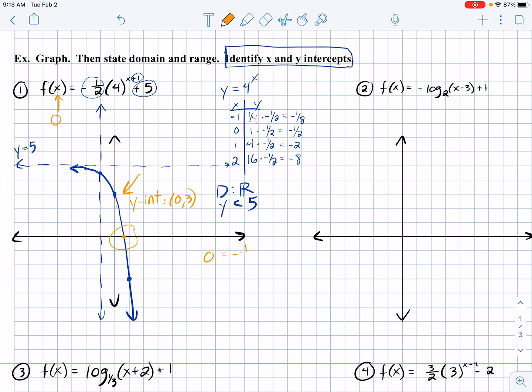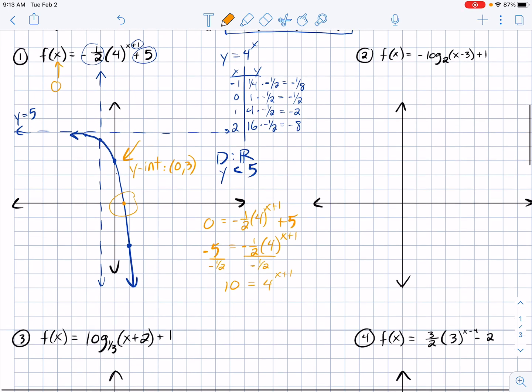0 equals negative 1/2 times 4 to the power of x plus 1, plus 5. And we're going to solve algebraically. Move the 5 over. Negative 5 equals negative 1/2 times 4 to the power of x plus 1. Multiply both sides by negative 2, or just divide by negative 1/2, same thing. So we get 10 equals 4 to the power of x plus 1. We've solved these earlier. We would take the log base 4 of both sides. And we have x plus 1 equals the log of 10, base 4. And then we're going to subtract 1 over, and we have our x-intercept.